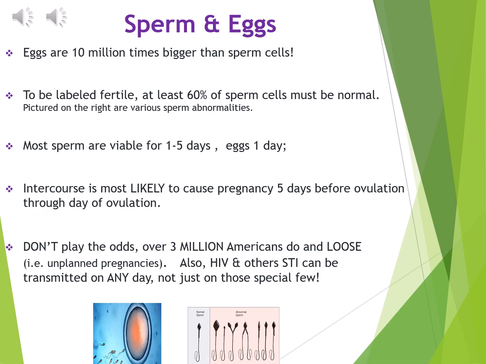Over 3 million Americans do yearly and lose with an unplanned, unintended pregnancy. About half of those would end in an abortion process. And also don't forget that although fertility and pregnancy can only occur a few days each month, HIV and STI infection can occur any day of the month. So a few facts you're probably already aware of, and just to refresh your mind.